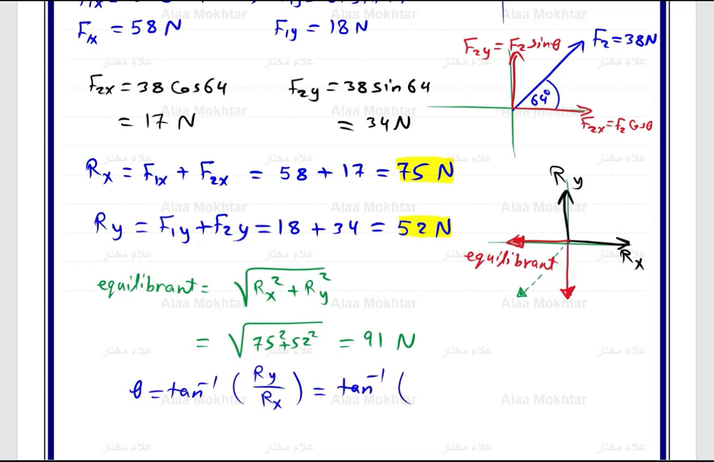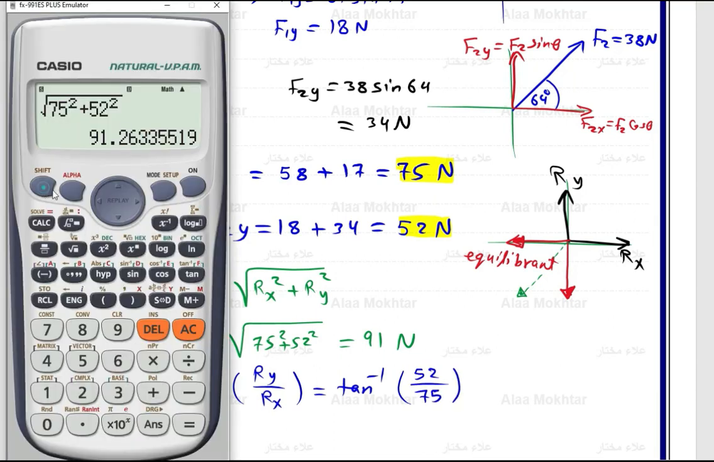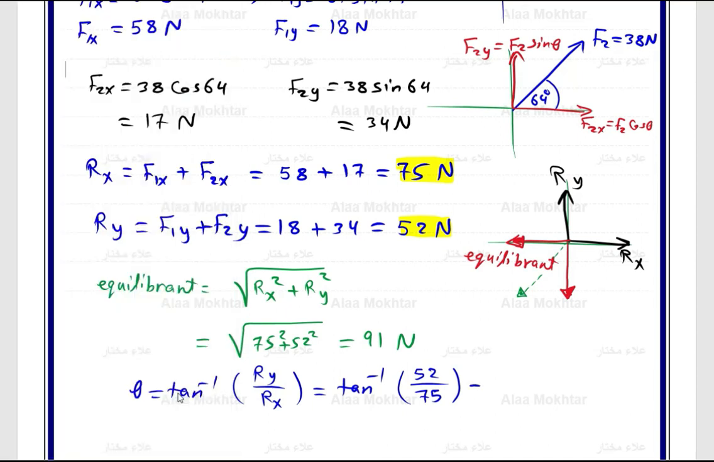Tan inverse of Ry, which is 52, over Rx, which is 75. Shift tan of 52 over 75 gives 34 degrees, where this angle is 34. This is directed to the south, and this is to the west, so the angle is south of west.